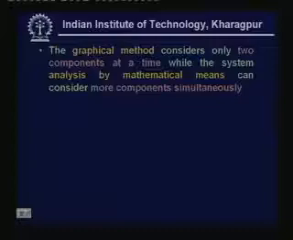So the graphical method considers only two components at a time, for example compressor and capillary, while the system analysis by mathematical means can consider more components simultaneously. This is the major difference between graphical method and mathematical method.